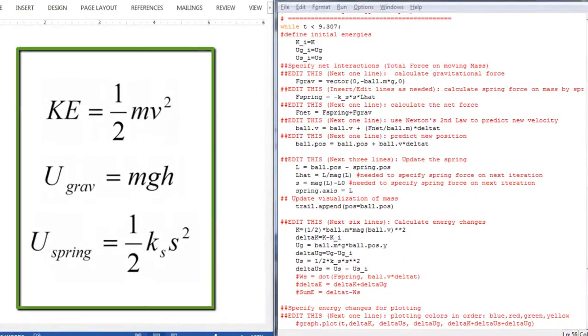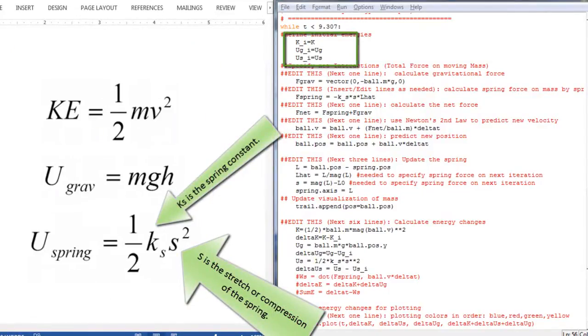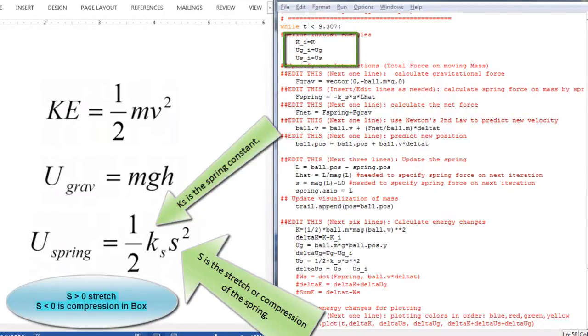Now for the system's energies. The energies that are present in the system are the kinetic energy, gravitational potential energy, and the spring potential energy. These are calculated using the equations shown here on the left of the screen. Here, I calculate the initial energies and set them equal to these variables that are used later on. The values of these variables change as the system moves.